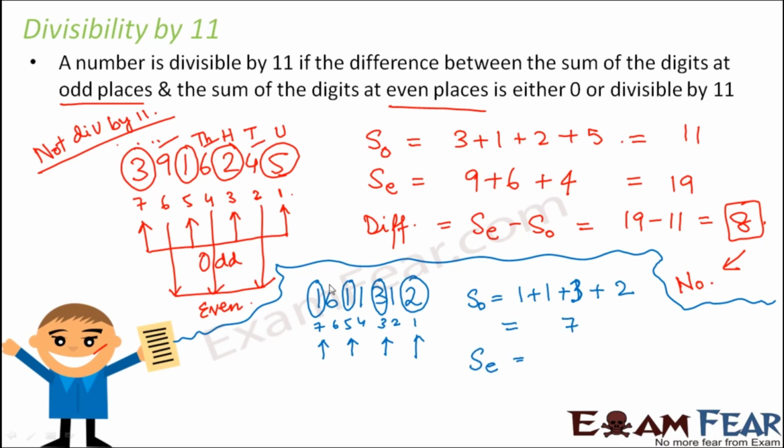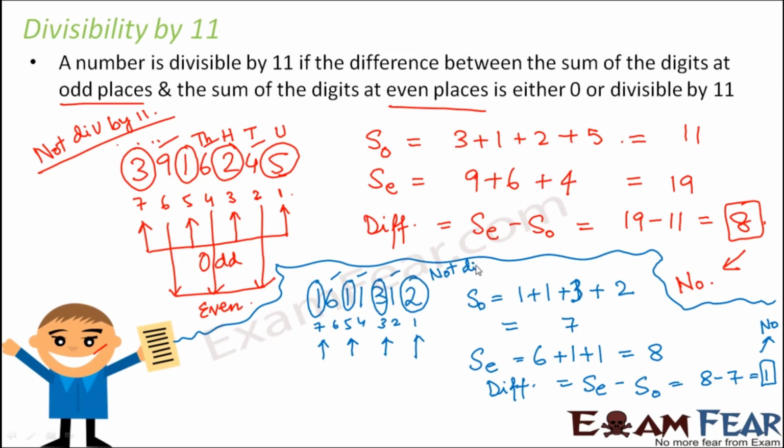Now sum of the digits at the even places would be 6, 1, 1, that is 6 plus 1 plus 1, which is equal to 8. Now when you look at their difference, the difference is SE minus SO, which is equal to 8 minus 7, that is equal to 1. This one is again not divisible by 11, therefore the number is not divisible by 11.